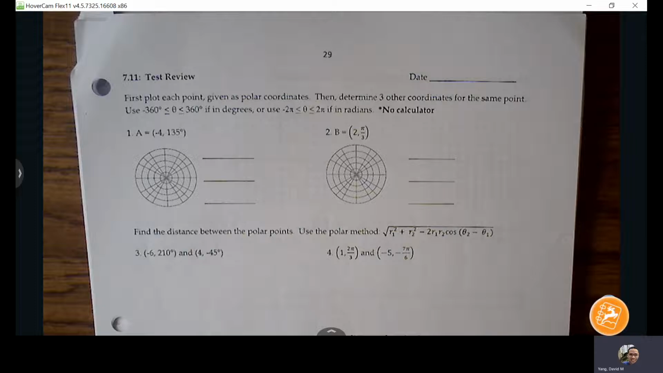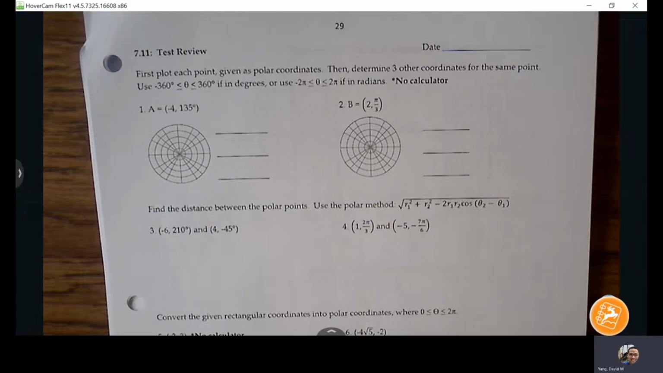Okay, if you guys can turn to page 29. Okay, so page 29.